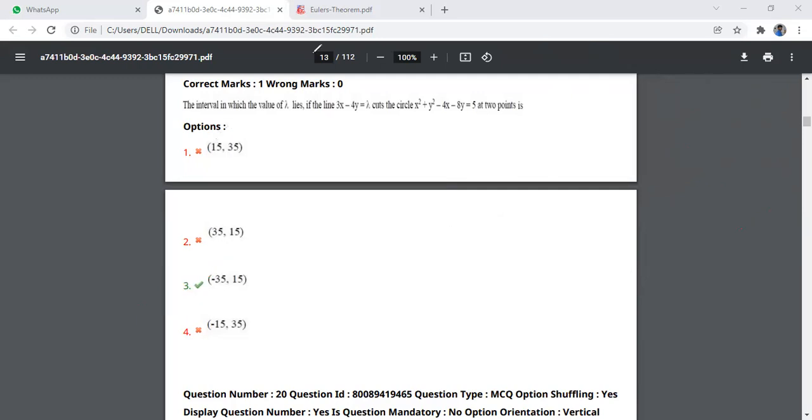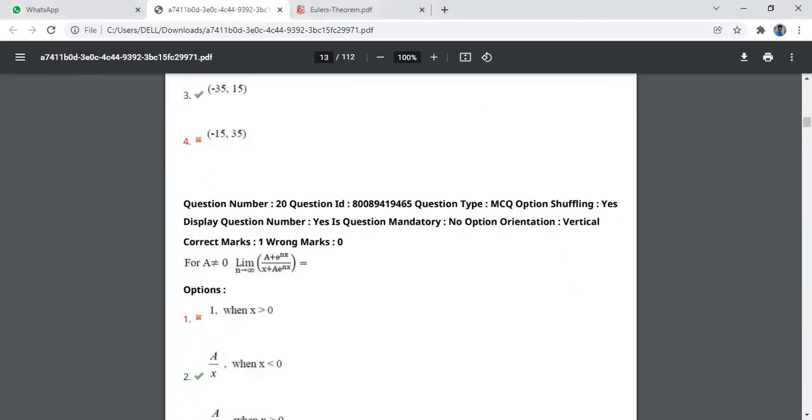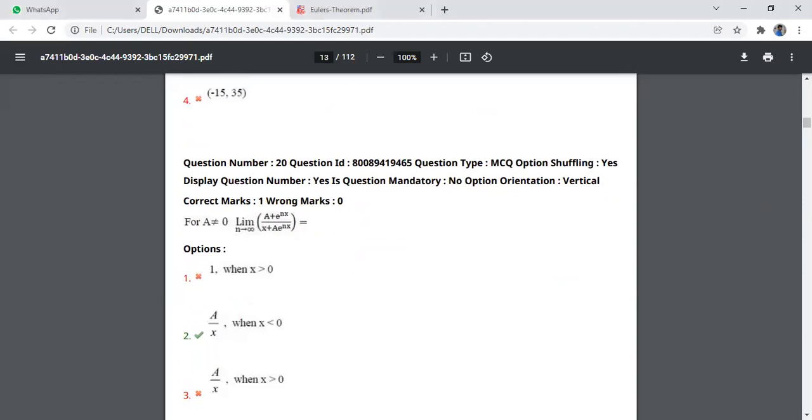So the remaining questions we will do in the next session. Only 20 questions remain, and we will do them in the next session.